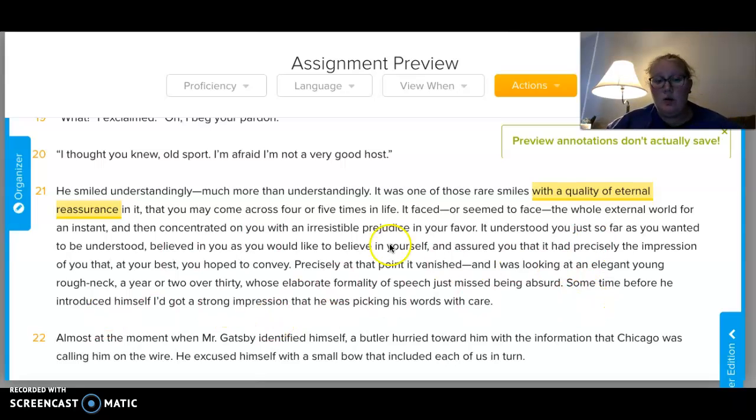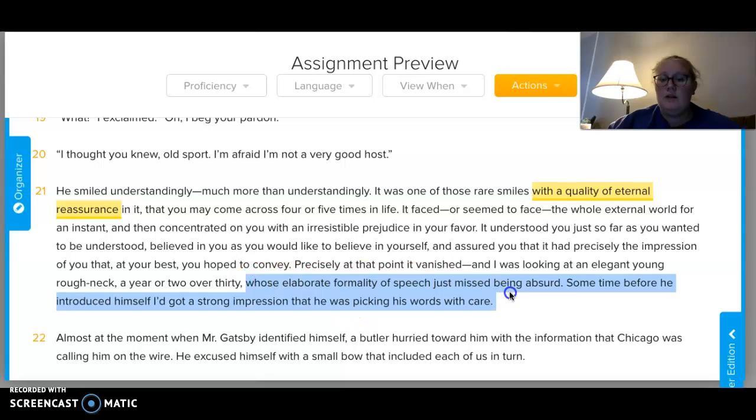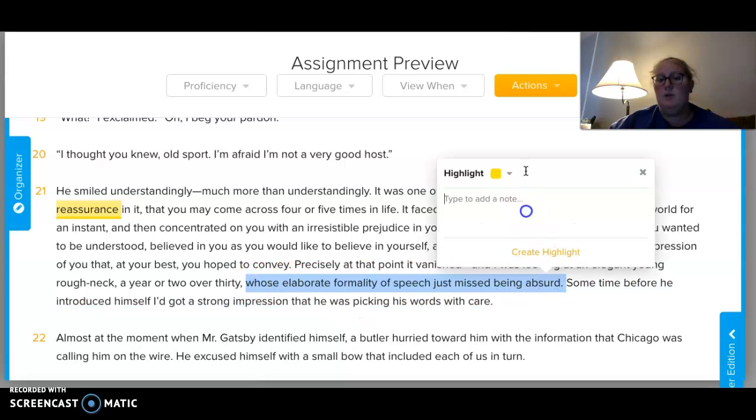But then we're not finished. It says precisely at the point that it vanished, I was looking at an elegant young roughneck, a year or two over 30, whose elaborate formality of speech just missed being absurd. So Nick is suspicious of Gatsby and thinks he may be a bit fake. So he thinks that Gatsby is so over the top that he's not believable as a person, and that he's kind of putting on a show or putting on airs that don't really belong to him.